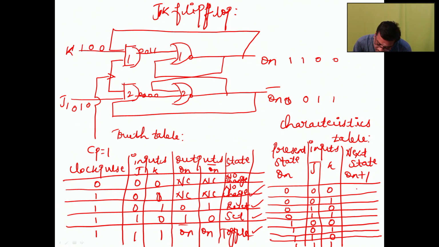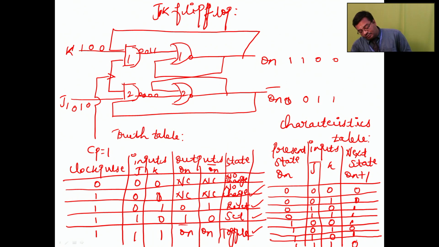So 0 0, no change. 0 1, I am giving high value to k, we will get 0 here. Similarly, we are giving high value to j, we will get 1 here. 1 1, toggle; the present state is 0, so the output will be 1. 0 0, no change. And 0 1, we are giving high value to k, the k value is 0. So 1 0, we are giving high value to j, the value is 1. 1 1, it will toggle.